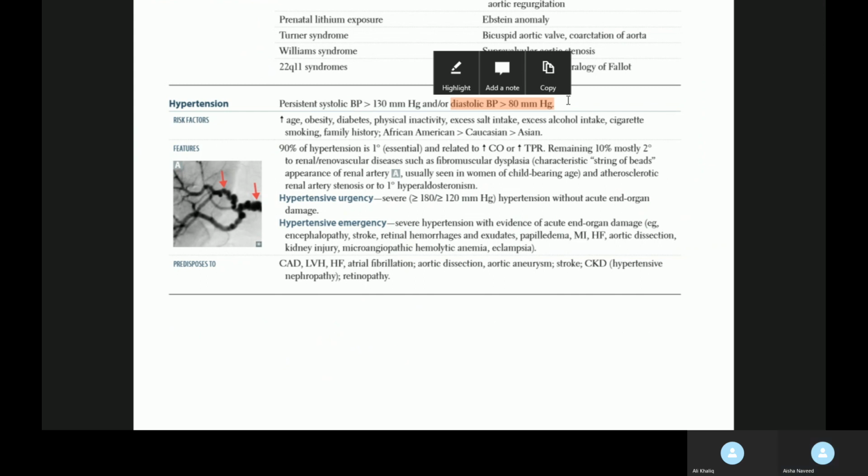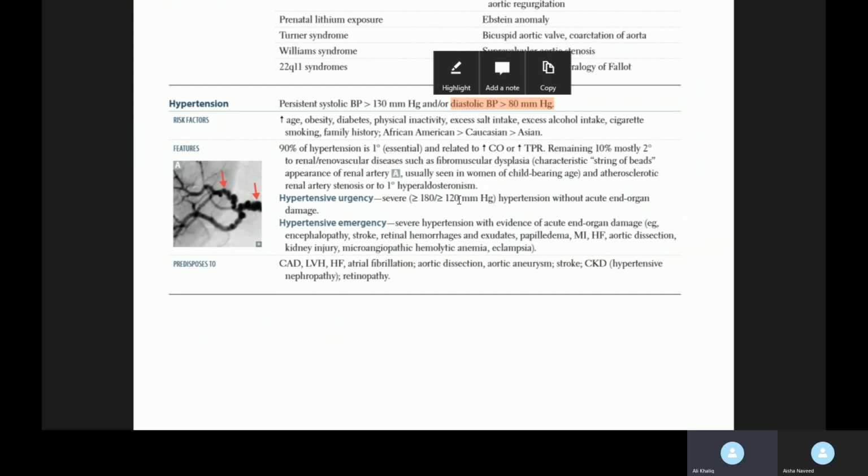We're not talking about systolic. Understand the difference. In hypertensive urgency, it was more than 180 by 120. In emergency, it was also 180 by 120 with other organ damage. When the diastolic BP goes more than 130, I'm not talking about systolic. Systolic can be 180. When it's more than 180 and the diastolic is more than 130, then it will be called a crisis. Crisis is a very dangerous condition.